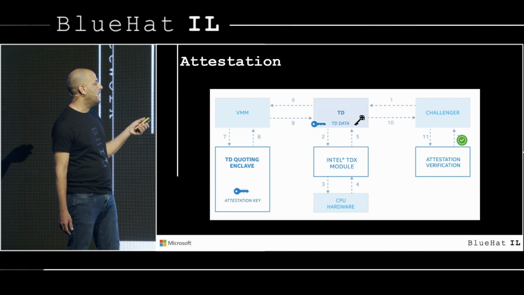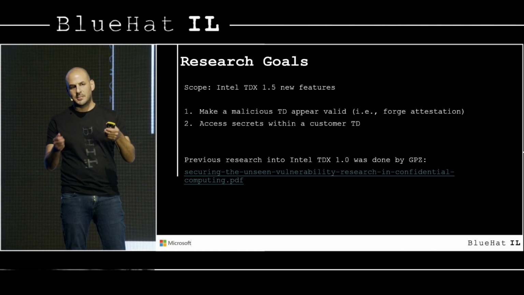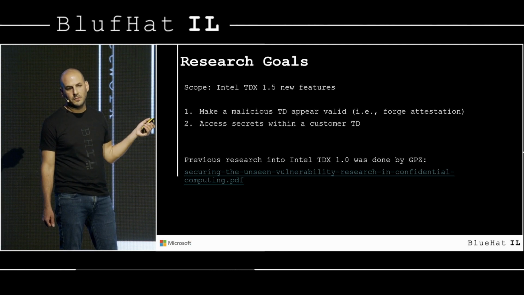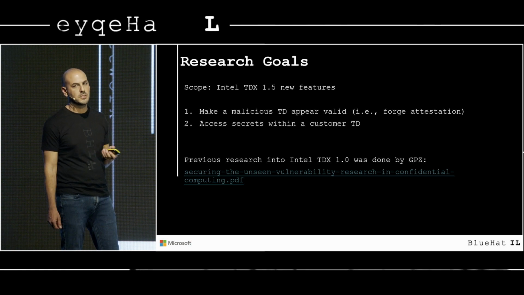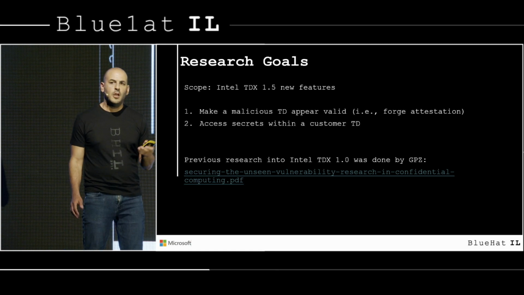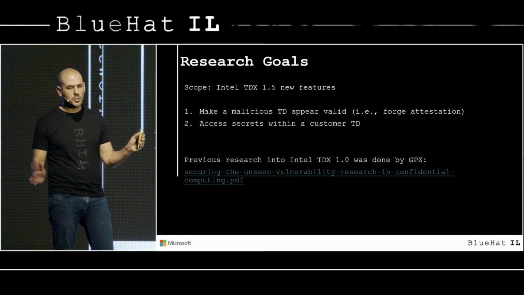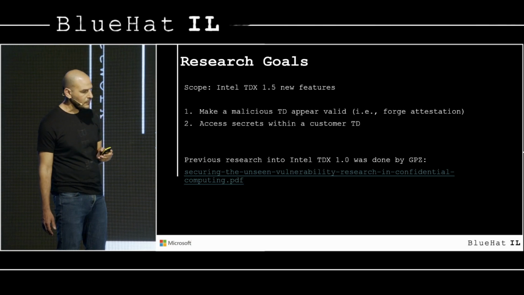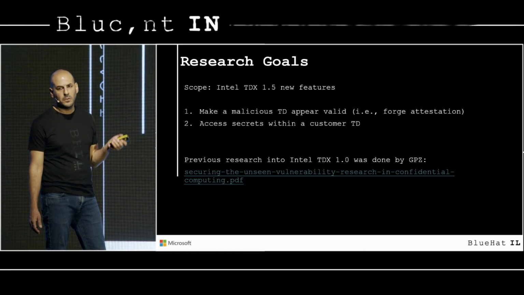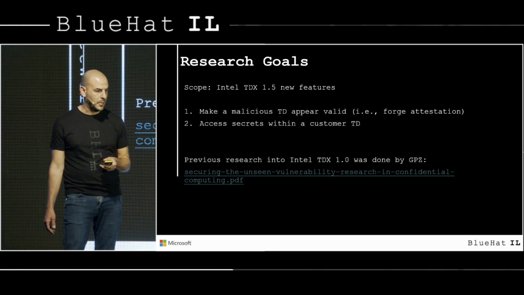One is to try and spoof the attestation, right? Convince the customer this is a valid TD, please send us your secrets. And the other one is to try to target the TD right after or at some point after the secrets got there. And these were exactly the two research goals we set in mind, with the focus on TDX 1.5 new features, which were the scope of the evaluation with Intel. Now, specifically about TDX 1.0, which is the previous release, Google Project Zero have done some amazing work there as well, collaborated with Intel, and you can find their research online.